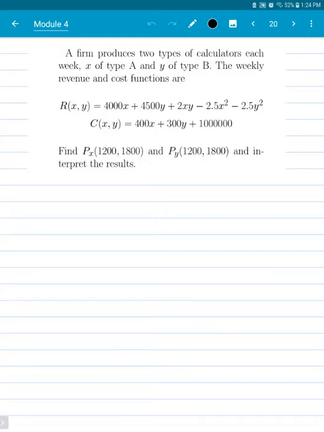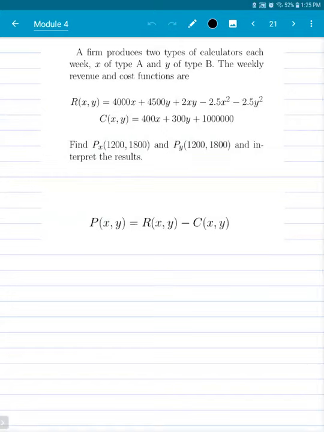The weekly revenue and cost functions are given there. I won't be reading them. Let's find the following quantities. 1,200 units of type A calculator and 1,800 units of type B calculator. Let's interpret the results as well. Now, first, we need to get the profit function. We are given the revenue and then the cost. Now, we know that profit is equal to revenue minus cost.